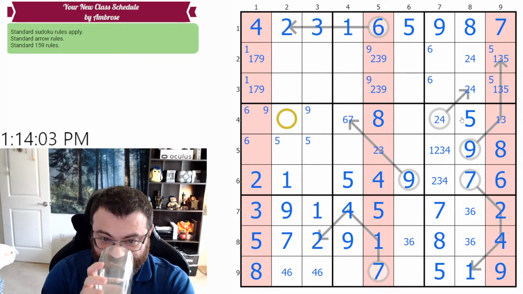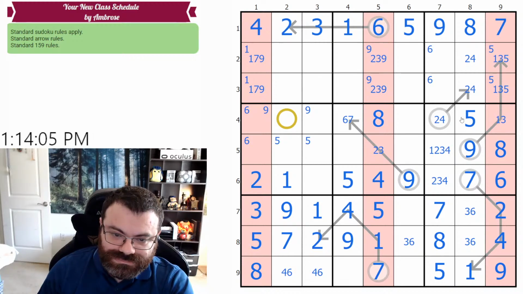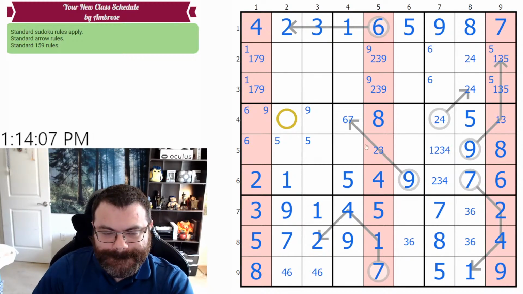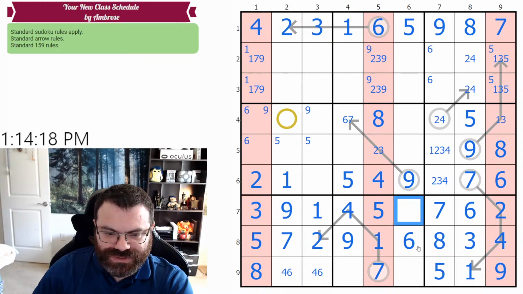Hmm. Three in row 7 looks right. It does. That's 6, 3, and 6. This should be fillable. Oh, no, that was wrong. An 8. So this is 2 and 3. I'm not seeing how to resolve that.